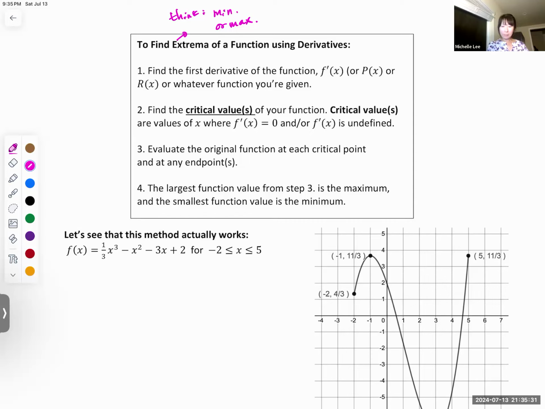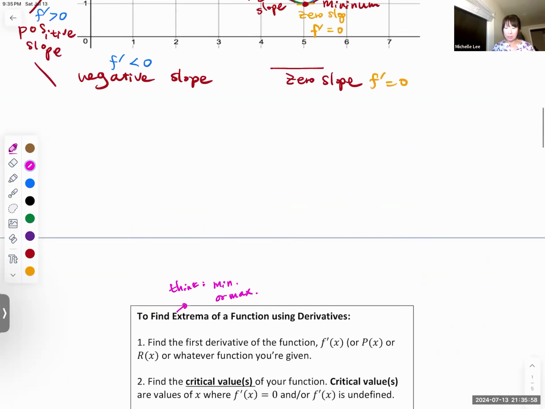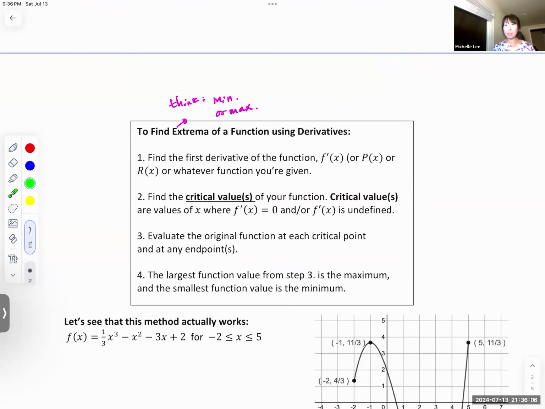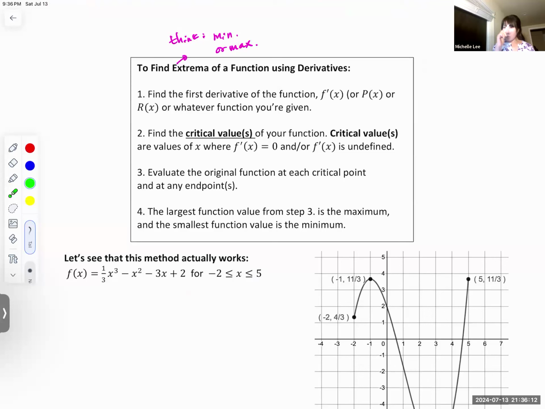We know how to find that, right? F prime of x. Secondly, critical value. So how do you find the critical value? When f prime of x equals 0. I introduced you earlier to the zero slope. Zero slope means f prime equals 0. So in that case, we say the critical value.